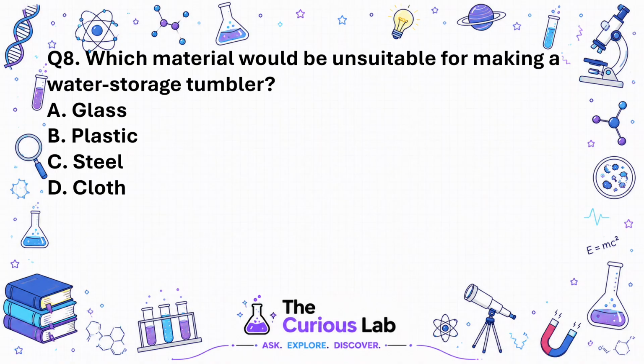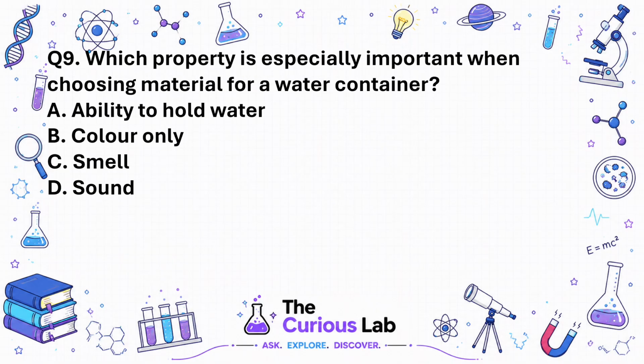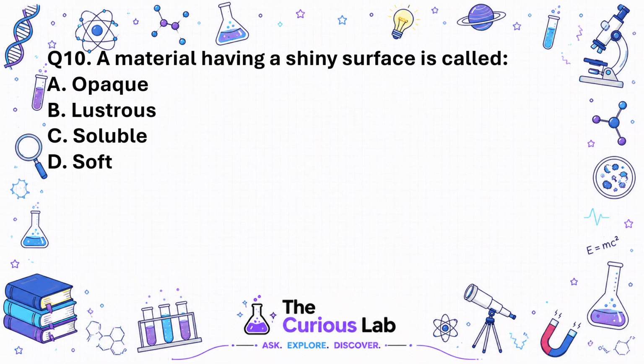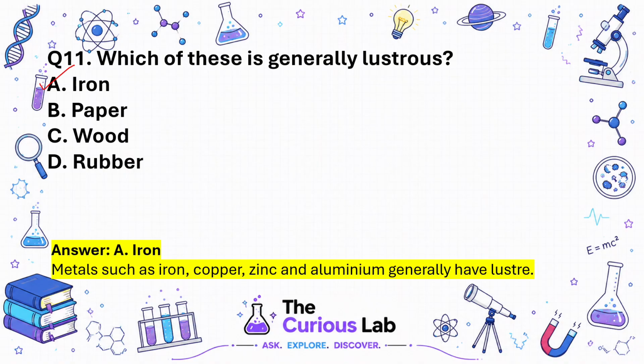Which material would be unsuitable for making a water storage tumbler? Cloth. I cannot use a cloth to make a tumbler. It will leak. Which property is especially important when choosing material for a water container? Ability to hold water. A material having a shiny surface is called lustrous. Which of these is generally lustrous? Iron. We know the metals are lustrous.